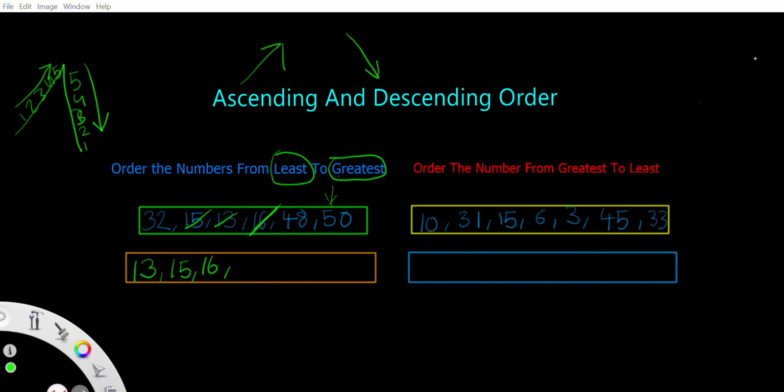Let me use a different color here. So I think now it's going to be 32, because 48 is bigger than 32, and 50 is bigger than 32. So we know that it's going to be the smallest out of these two numbers. That's not going to be the smallest of the whole thing, because 13 is the smallest of the whole thing. So it's going to be smaller than 48 and 50. So let's put that here, but it's going to be bigger than 16.